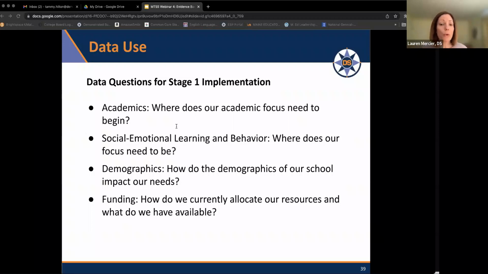Schools may also use course grades and common local assessments to gather that longitudinal data as well. Okay. In terms of social emotional learning and behavior, where does our focus need to be, right?